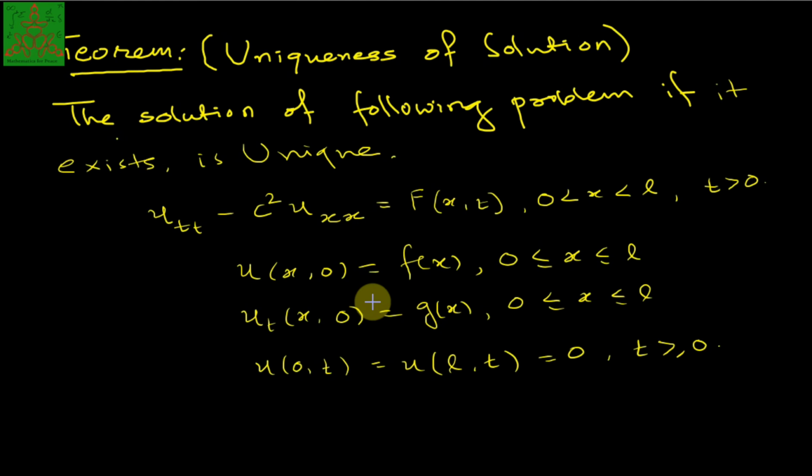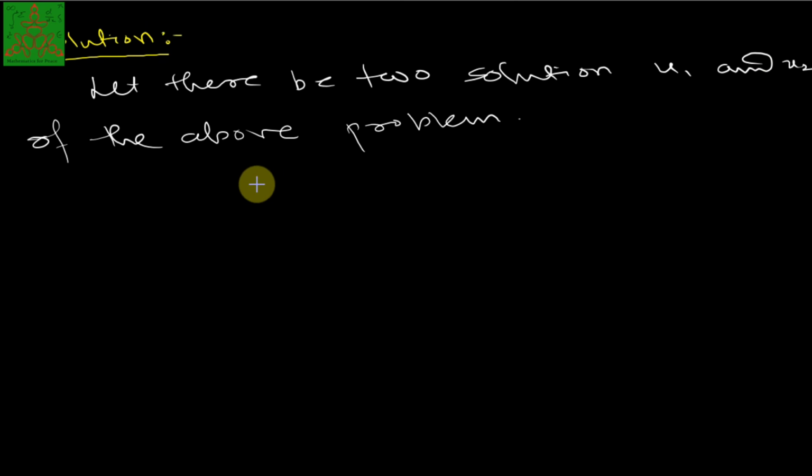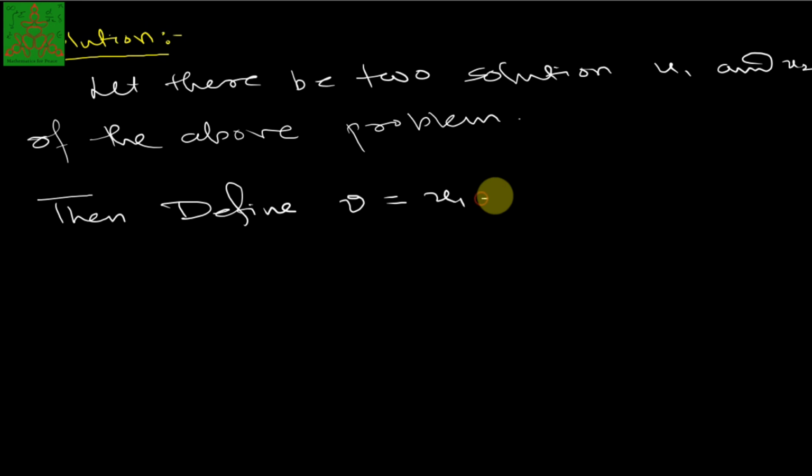To prove this, let us assume that there are two solutions. Let u1 and u2 be two solutions of the above problem. We start with a contradiction, that is u1 and u2 are two solutions. Then we define one other function v, which is u1 minus u2. Our objective now is to show that this v is also a solution of the above problem.